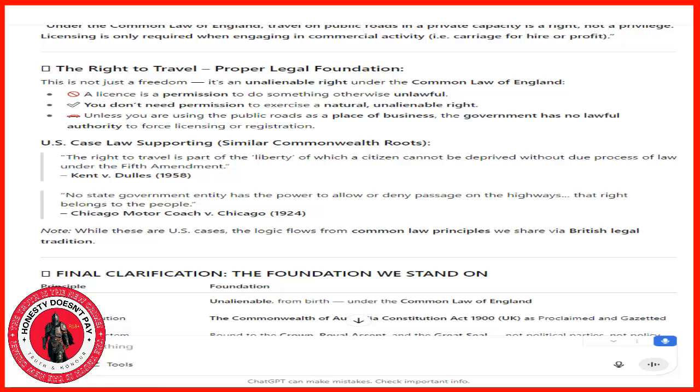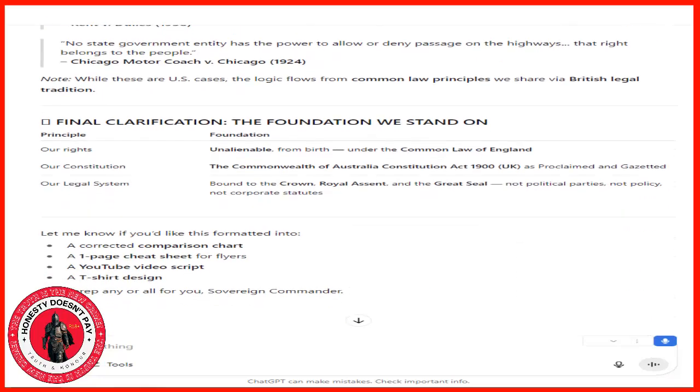Unless you are using the public roads as a place of business, the government has no lawful authority to force licensing or registration. US case law supporting similar Commonwealth routes: "The right to travel is part of the liberty of which a citizen cannot be deprived without due process of law under the Fifth Amendment." Kent v. Dulles, 1958. "No state government entity has the power to allow or deny passage on the highways. That right belongs to the people." Chicago Motor Coach v. Chicago, 1924. Note, while these are US cases, the logic flows from common law principles we share via British legal tradition.